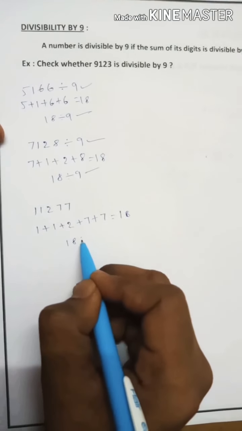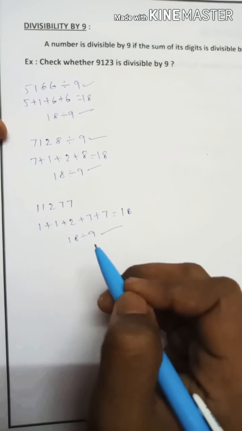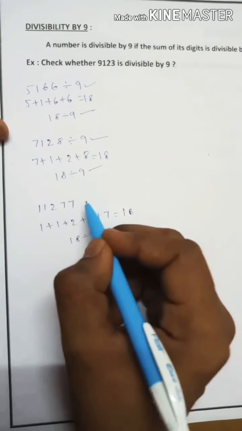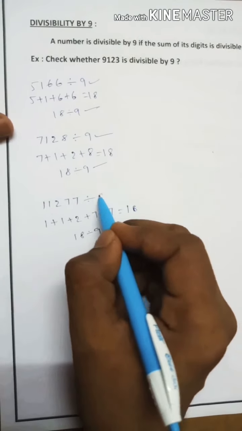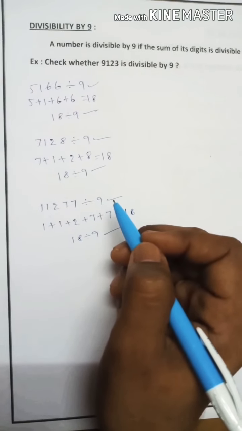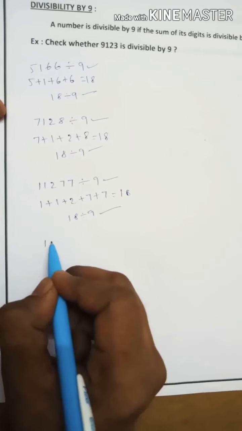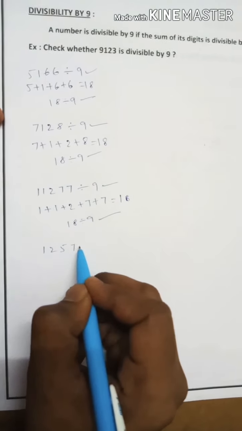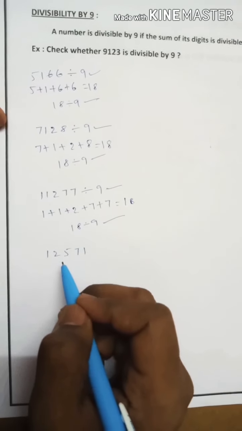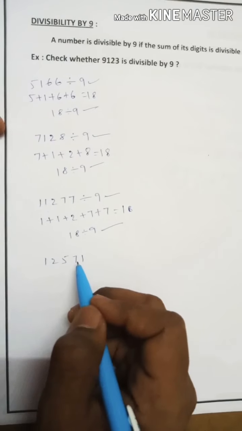Is 18 divisible by 9? Yes, 9 twos 18. So from this we can say that 11,277 is divisible by 9 according to this rule. Okay, now let us take one more example. 12,571. Again, here we have 5 digits. They are 1, 2, 5, 7, 1.